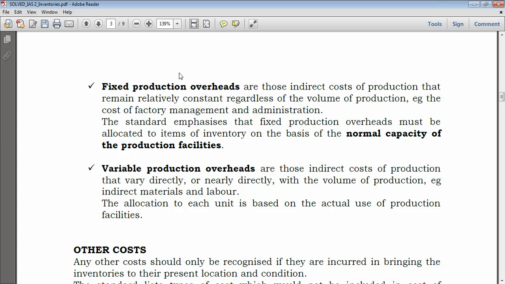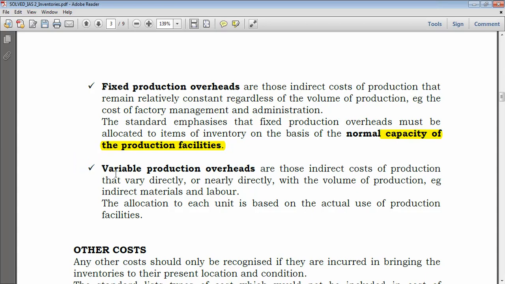When told fixed production overhead, you know the meaning of fixed cost. They are just costs that do not change, even when the activity level or the volume of production changes. They just remain the same. For example, suppose you are given in an exam that the fixed production overhead is $80 million. To obtain fixed cost per unit, so as to know inventory cost per unit, we usually divide it by the normal capacity of production facilities. Do not divide by the actual production capacity, divide it by the normal production capacity, right?